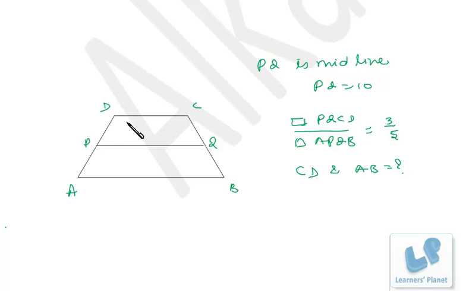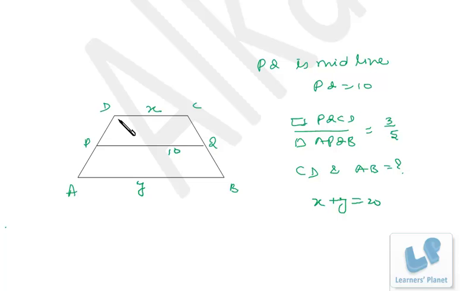The area of PQCD, that means the midline divides the trapezium into two parts and the ratio of their areas is 3:5. We have to find out the length of these two sides, that's the two parallel sides. I assume this to be x, this to be y, and this is already 10 that we know. As we have already discussed, the midline is the arithmetic mean of the lengths of parallel sides, so (x plus y) by 2 is equal to 10. That means x plus y will be 20, the sum of the lengths must be 20. Okay. Now what?